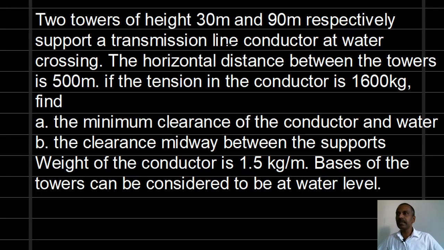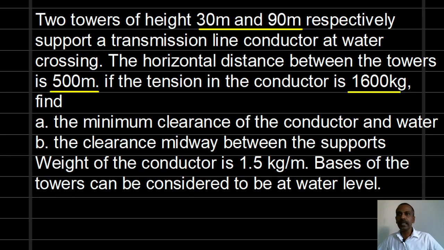Hi students, in this class we are going to solve a numerical problem on the SAG calculation of transmission lines. We have two towers of height 30 meter and 90 meter. They support a transmission line at water crossing. The horizontal distance between the towers is 500 meter.